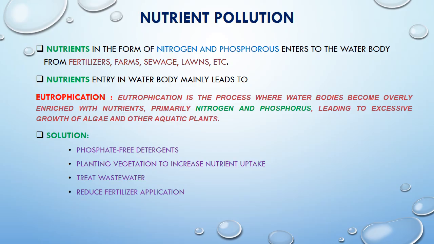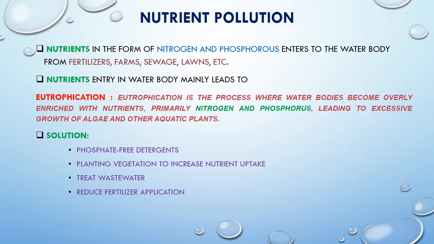In the presence of sunlight, it enters the water body through fertilizer, farms, sewage, lawns. Those are the entry points of this nutrient. The most important thing is that a large amount of nutrient, the nitrogen and phosphorus, starts the eutrophication. So what is this? It is basically the start of the formation of algal growth. A large amount of algae forms in the water body.